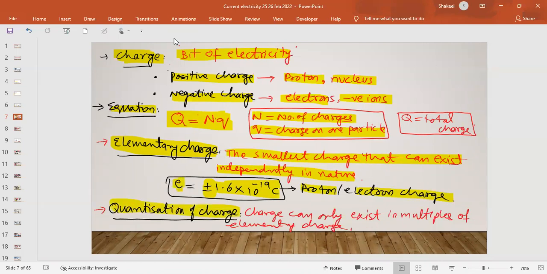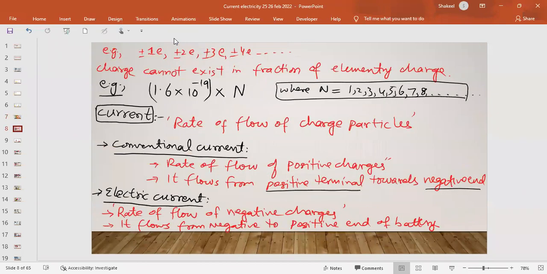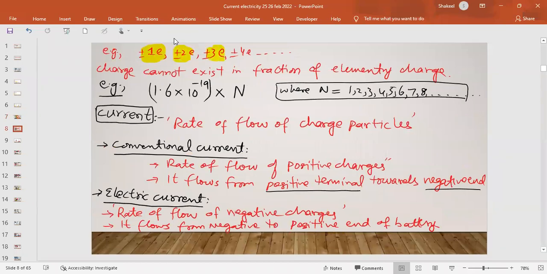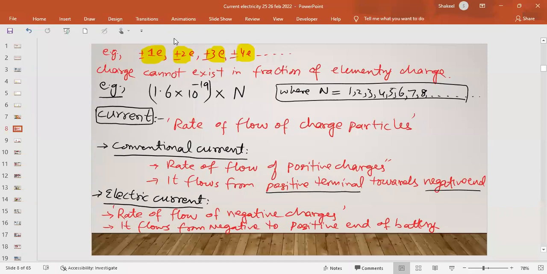Next is quantization of charge. Quantization means that the charge that can exist will be in multiples of elementary charge. The charge that can exist in nature can be in multiples of elementary charge. Let's say ±1e, 2e, 3e, 4e. It is in multiples of elementary charge. So charge cannot exist in fractions of elementary charge. It cannot be in fractions, it will be in multiples.